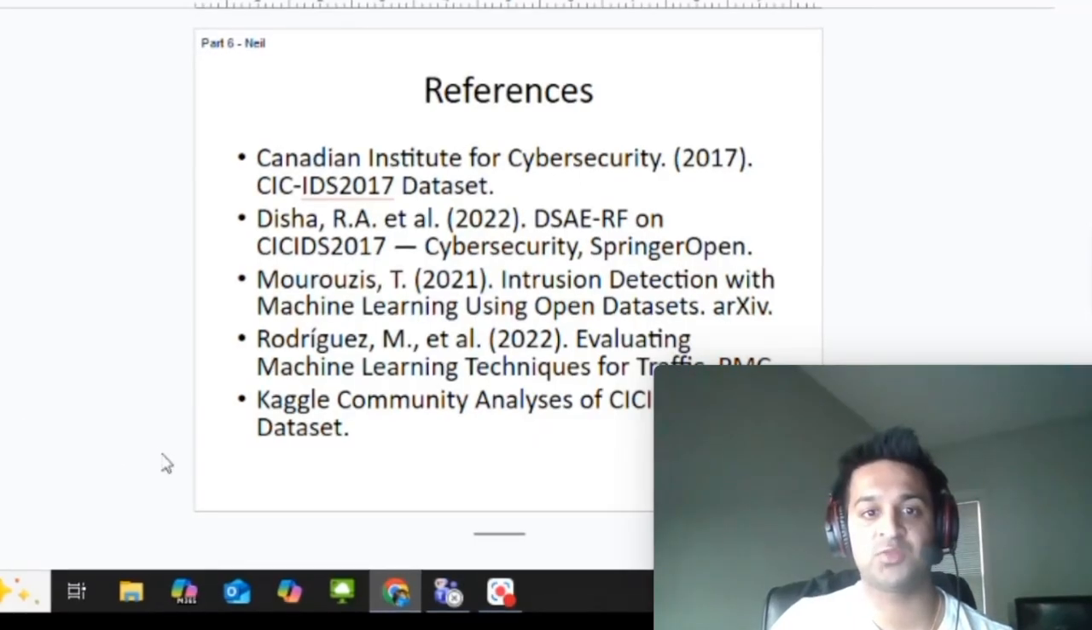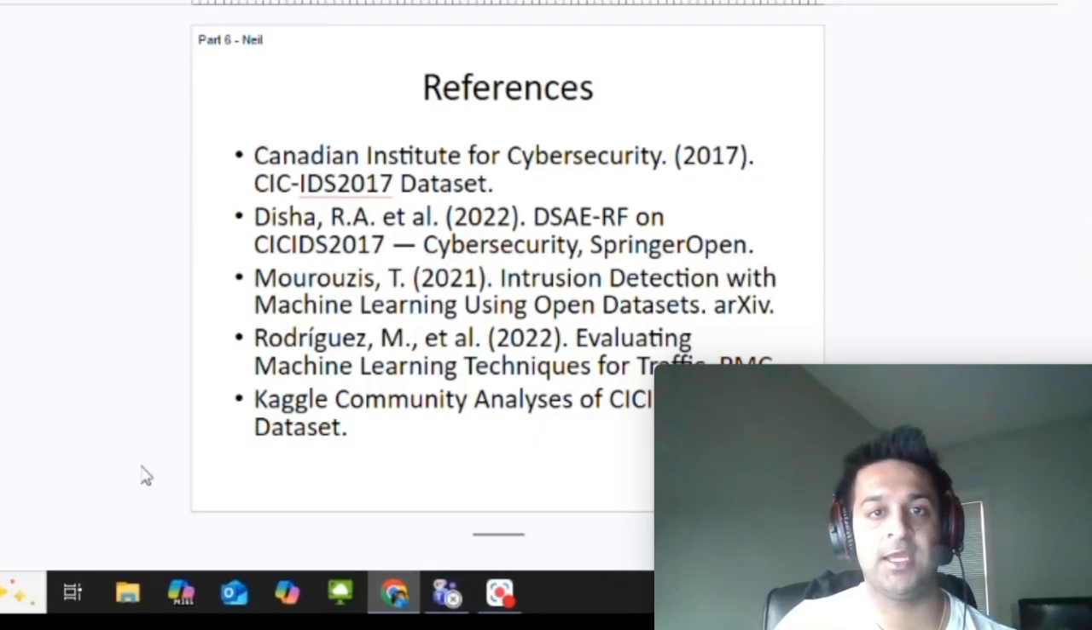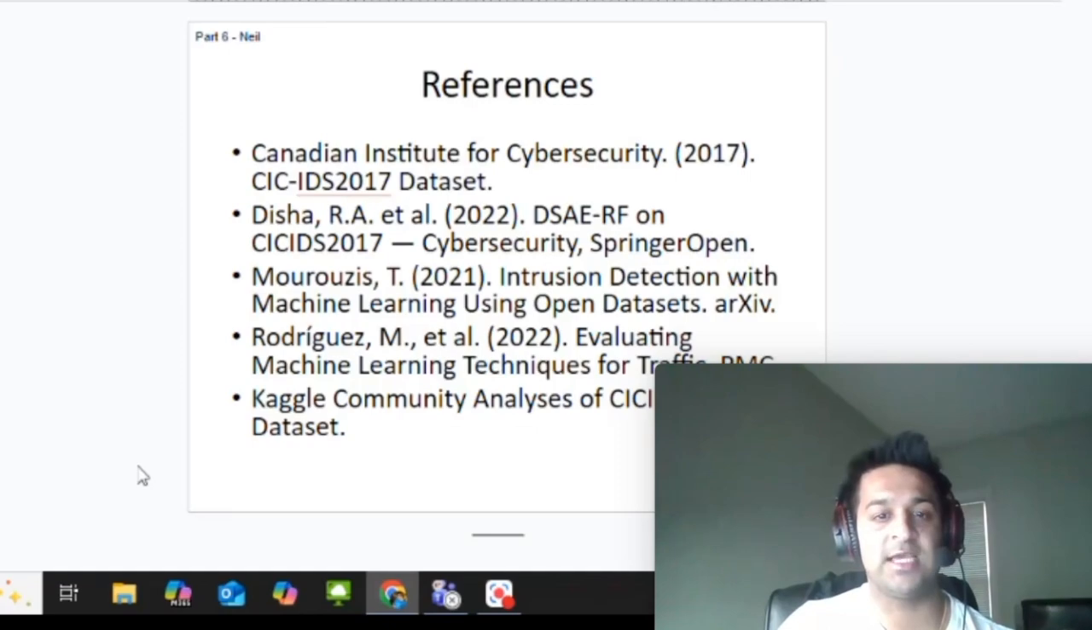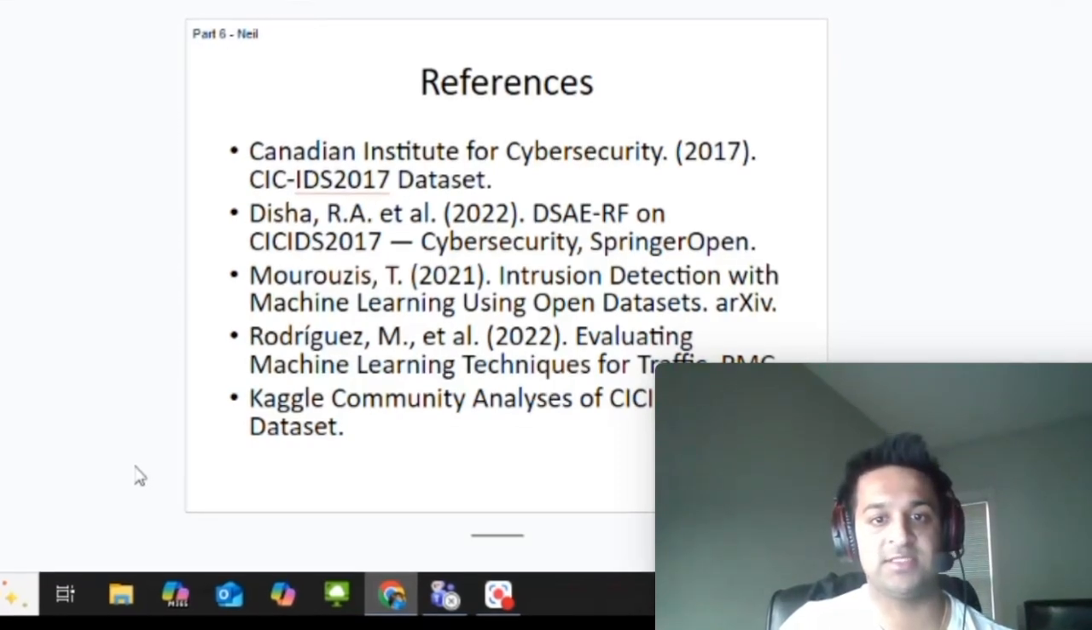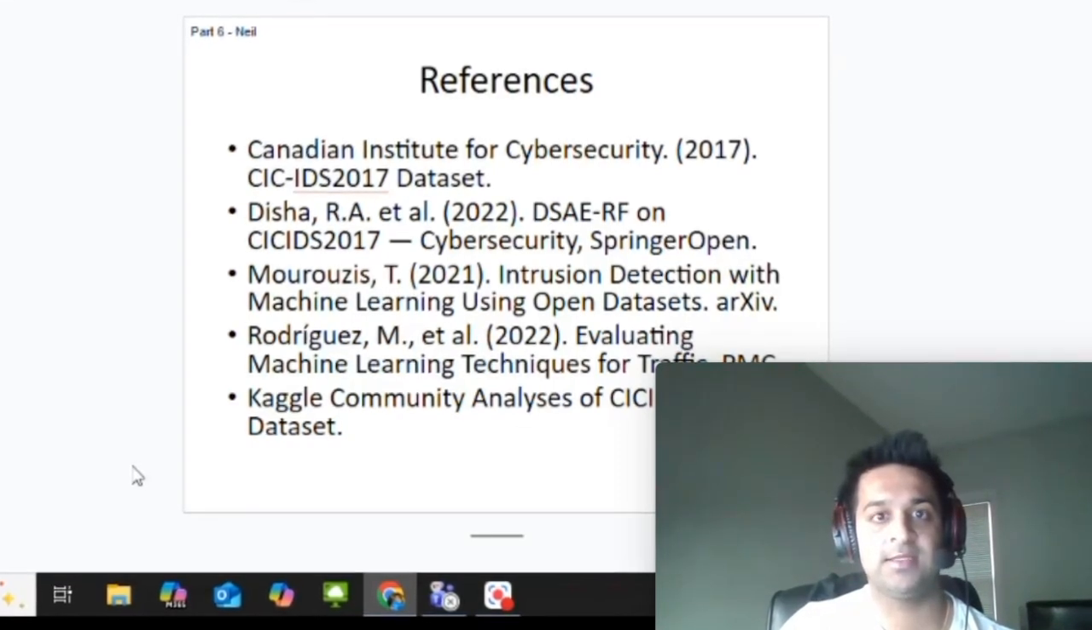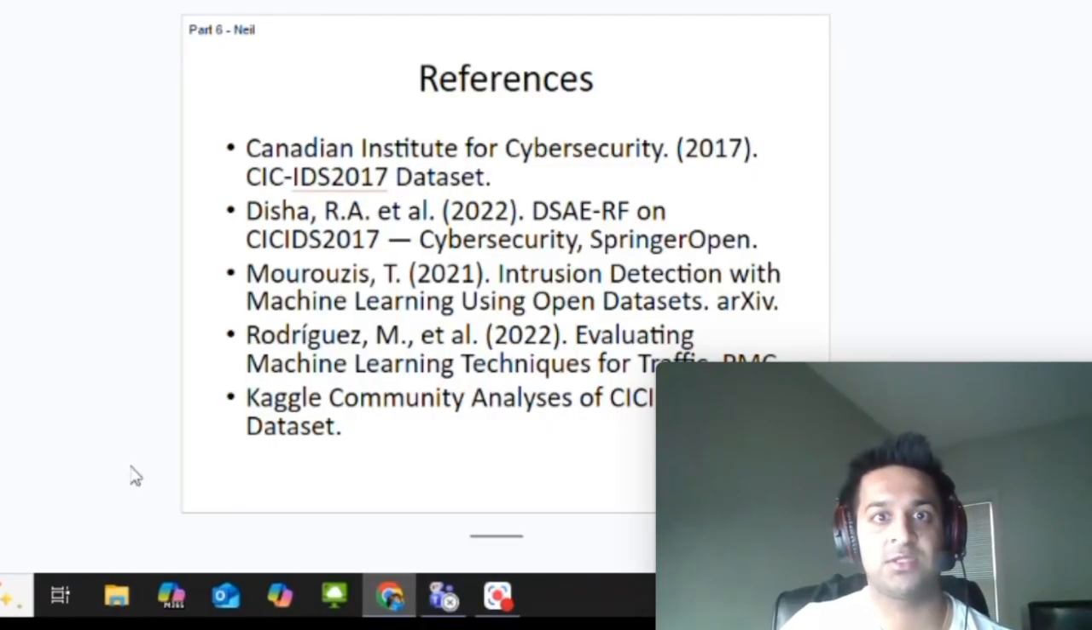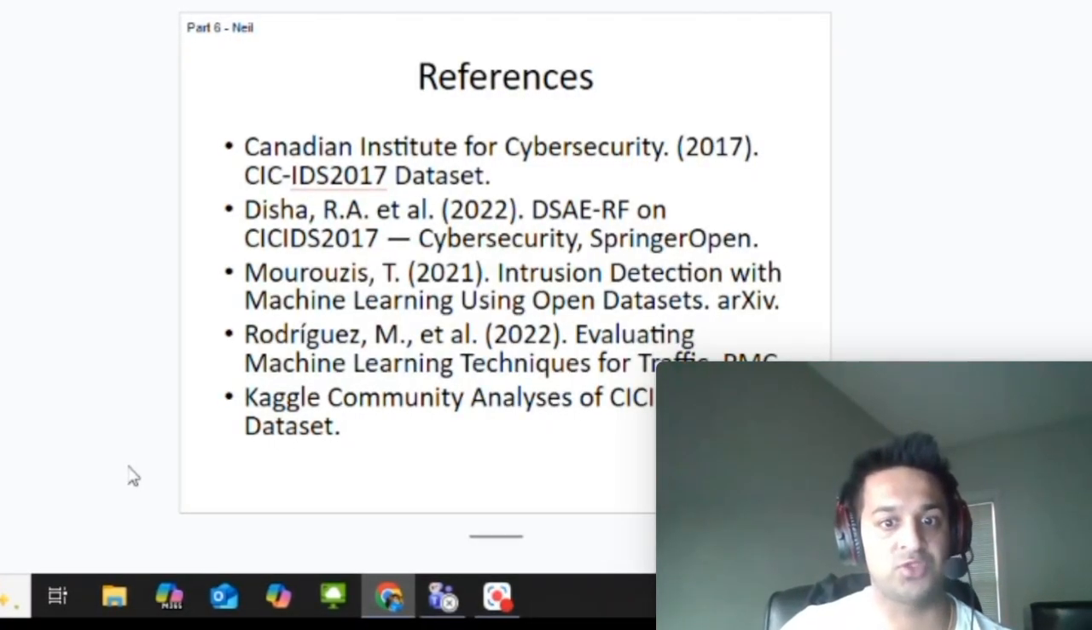Throughout the project, these were the references we used, and the main dataset was the CIC IDS 2017 dataset. These references helped throughout the project for getting our cybersecurity results.